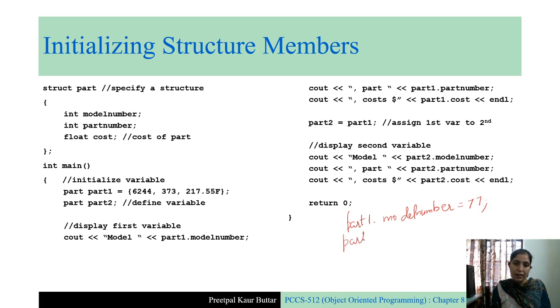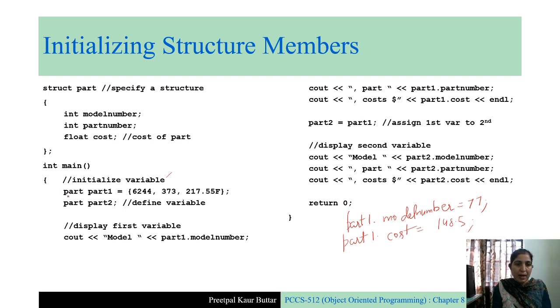Similarly, we did the same thing for other members, part1 dot cost equal to something. But there is another way of initializing the structure members. So here we have the same structure, struct part, int model number, int part number, and float cost. But here we are initializing the members of the structure using this list.